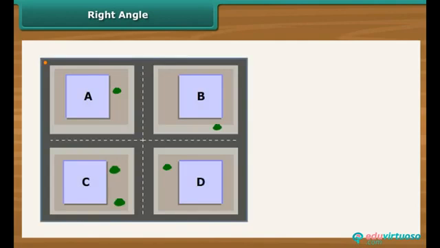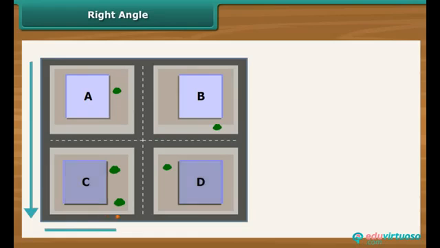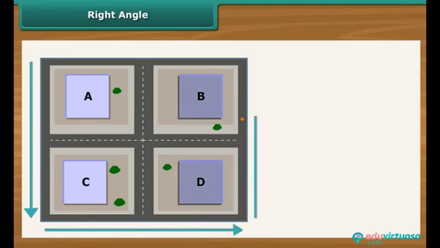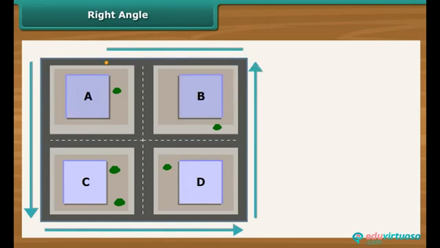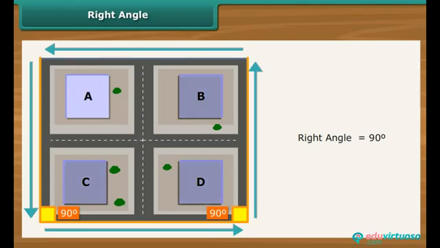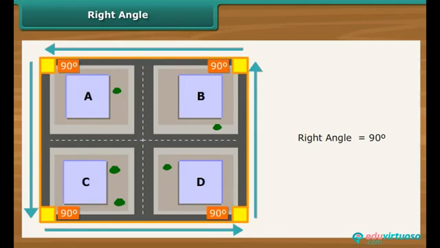Right angle. Let us look at the first route that Rajiv takes for jogging. He jogs from pocket A to pocket C, turns left, jogs to pocket D, turns left again, jogs to pocket B, turns left once more, and jogs back to pocket A. Every time Rajiv turns left, he makes a right angle of 90 degrees. Thus, in one full round, he makes 4 right angles.